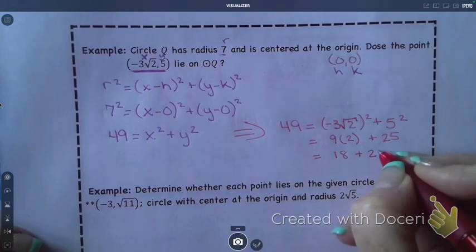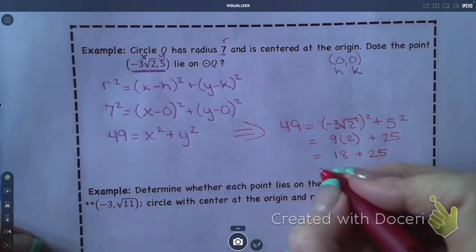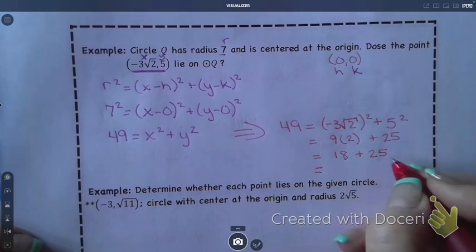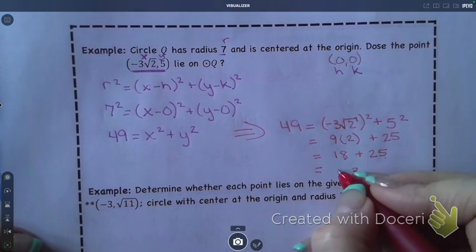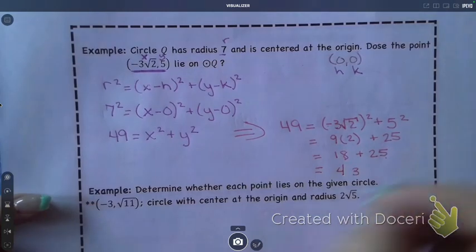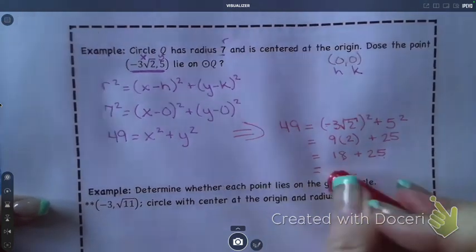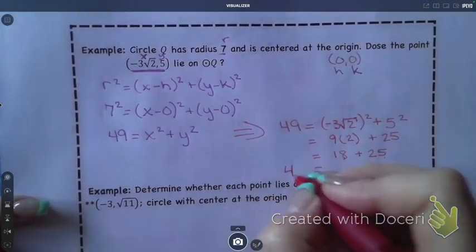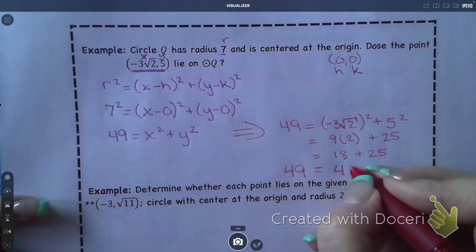So 9 times 2 is 18 plus 25. I already know it's not going to equal 49, is it? No. Okay, so I've got 13, carry 1 is 43. That's a weird 43. So I have 49 equals 43. Is that true? No. Nope.